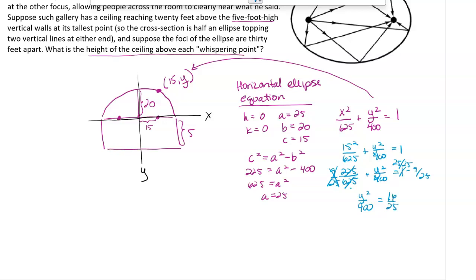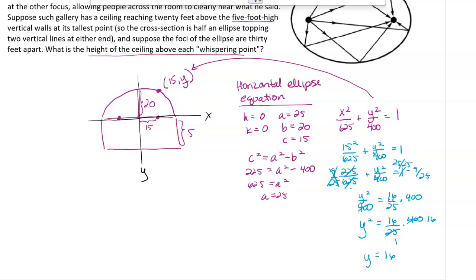Still trying to get y alone, so I'm going to multiply by 400. When I do that, the 25 down here and the 400 up here both reduce. So I can divide 25 by 25, I get 1. I can divide 400 by 25 and I get 16. So y squared equals 16 times 16. I don't need to multiply that out. I can just say y equals 16. Okay, so we just found that height, y equals 16.